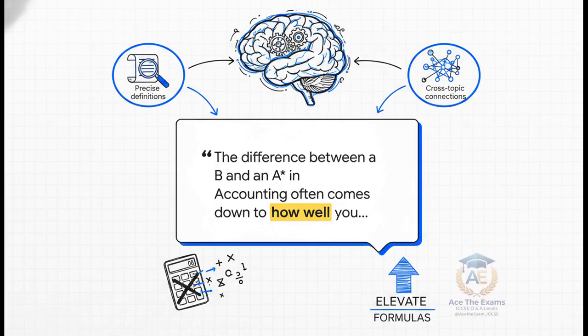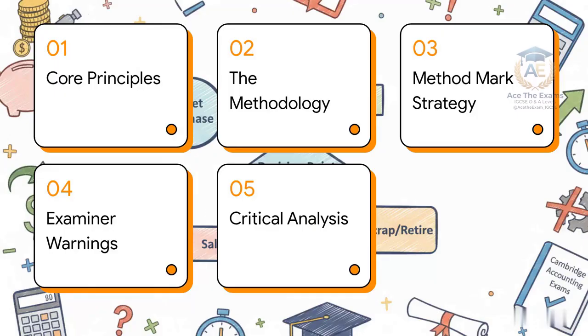To get an A star, you cannot just be an Alex, and you cannot just be a Sam. You have to synthesize both. You need the rock-solid technical knowledge of the ledger accounts combined with the analytical and evaluative power to explain the why behind the numbers. If you only memorize formulas, you are capping your potential at a B. We need to elevate your approach today. Consider me your elite academic coach for this session.